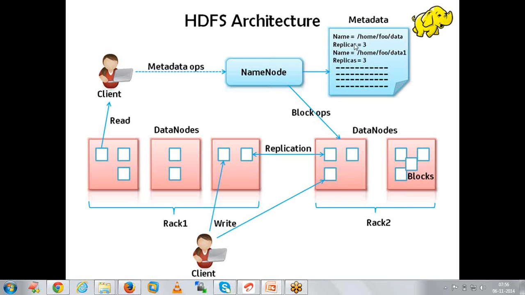So the NameNode will have the meta information: how many replicas there are, which file is stored in which machines, or which block is stored in which machine. Metadata is information about the files, blocks and directories. That information is held by the NameNode. This is the architecture of HDFS.